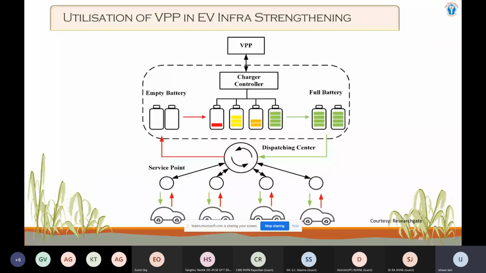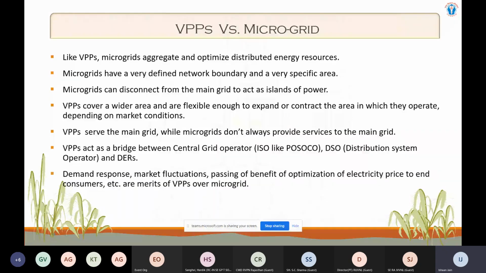VPP can again put its advantages in car charging also, which is definitely coming in the near future. So this is a microgrid comparison with VPP. We need not go into this.